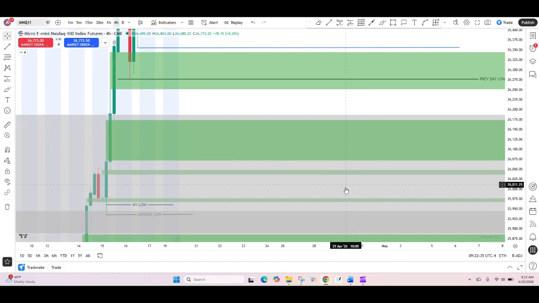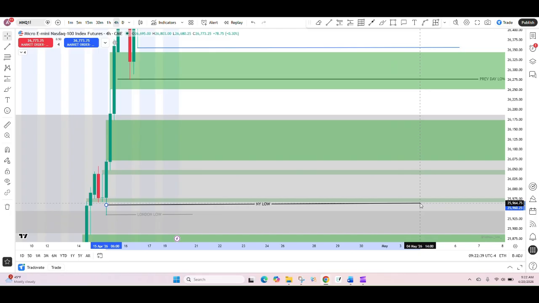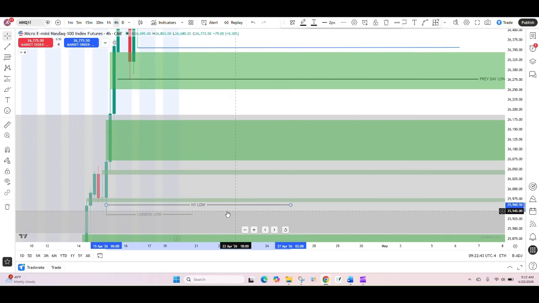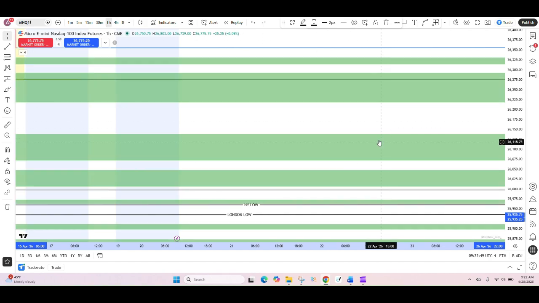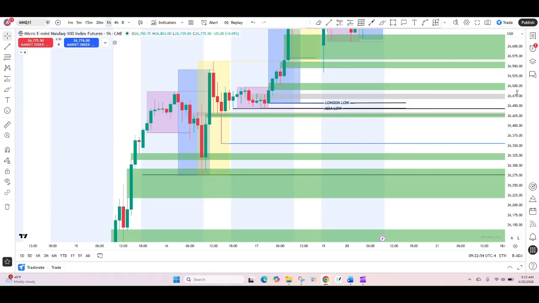Okay, so that's the 4-hour. Just pulling up some of these previously marked key levels, extending them. Okay, I'm going to move down to the 1-hour now. And the 1-hour is where we're going to mark our previous session highs and lows.